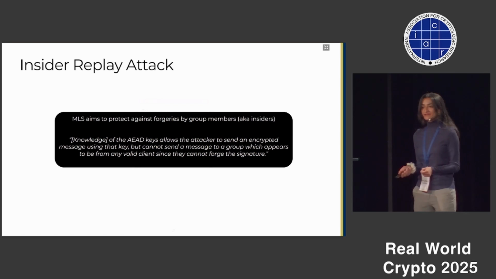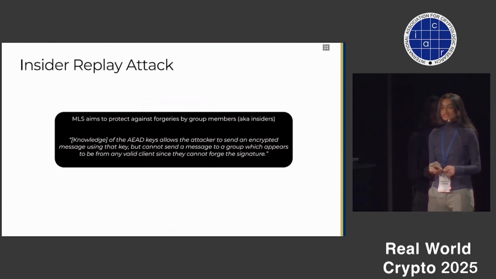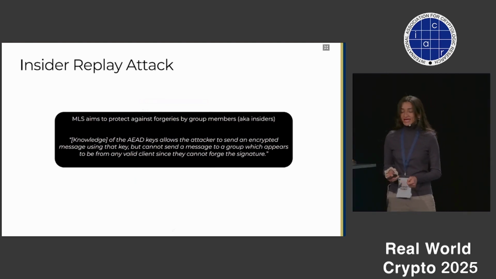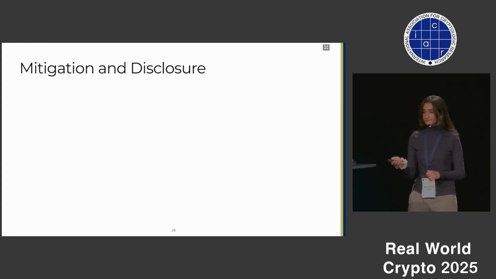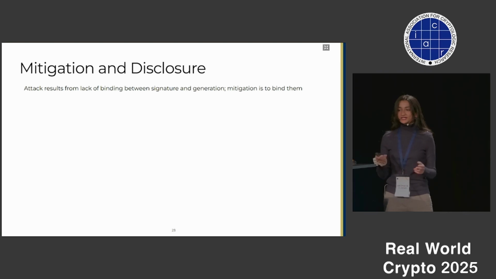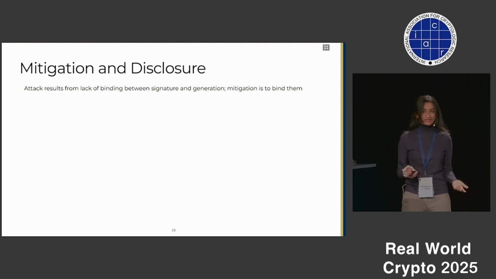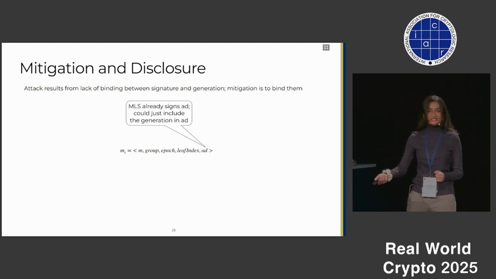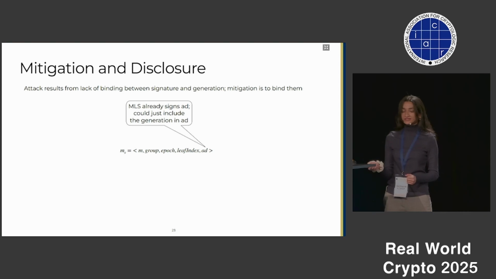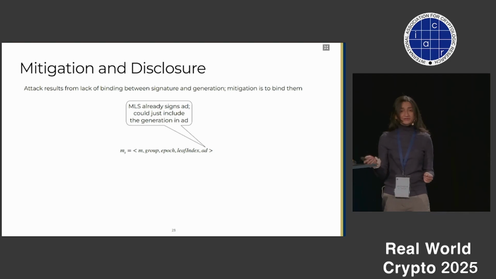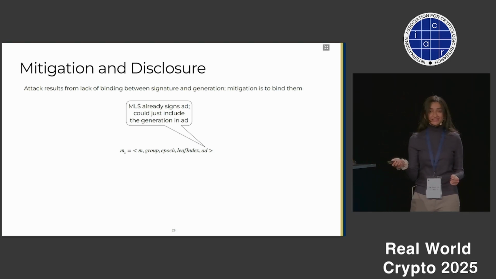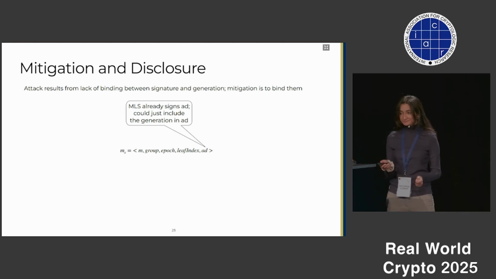MLS aims to specifically prevent insider attacks, where the attacker knows encryption keys, but should not be able to send messages as though they came from someone else. And the lack of authentication of the generation violates this very goal. We saw that the attack resulted from the lack of binding between the signature and the generation, so the fix is to bind them. MLS already signs the associated data, so an easy way to achieve this is by including the generation in the associated data, while still being compliant with the specification. However, this leaks the generation, since the associated data is sent in plain and could lead to some privacy risks.